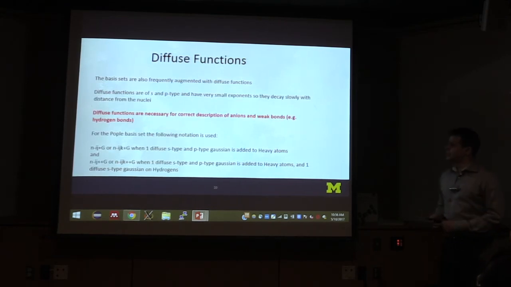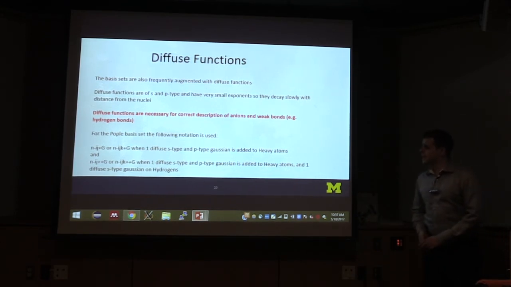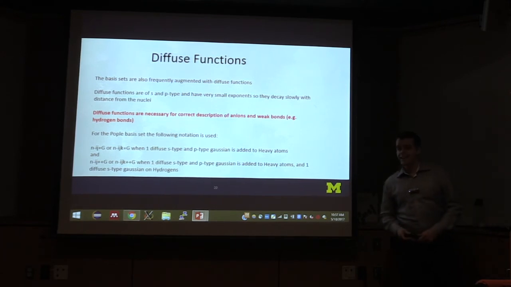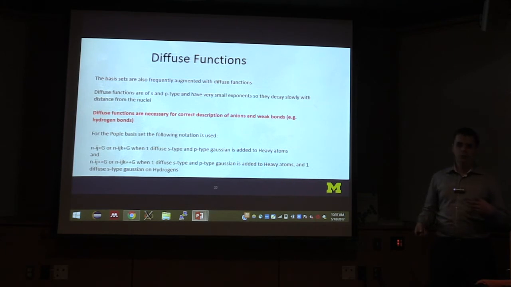We could also add diffuse functions. Diffuse functions are S and P type basis functions which have a very small exponent, so they decay very slowly. They're very diffuse. That's why they're called diffuse. Diffuse functions are necessary for the correct description of anions and weak bonds, such as a hydrogen bond. These are actually quite economical to use, so I would recommend these. You're only adding a couple of basis functions, and they're absolutely necessary for anions, and they help out with weak bonds as well.